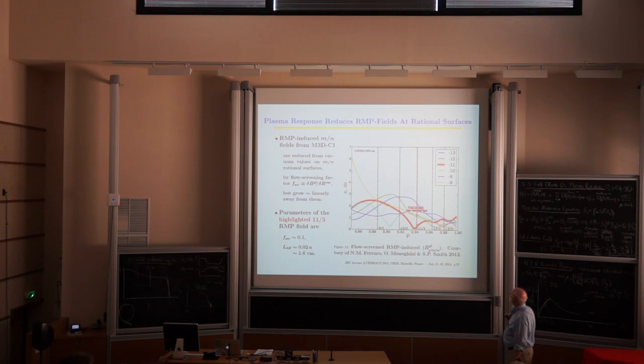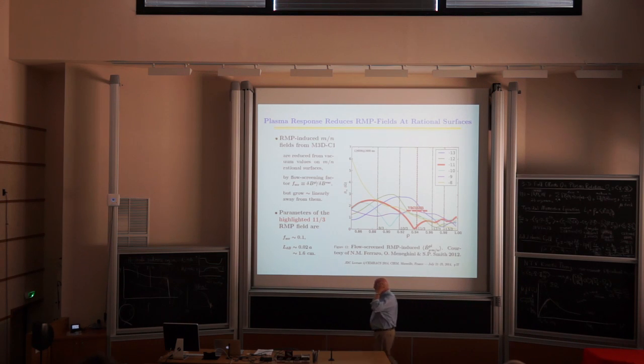The n equals 2 is sort of small at that rational surface. And I've highlighted the 11-3, which is kind of one of the more critical ones, in the right spot. The vacuum level of the magnetic perturbation, if there were no plasma response, is there. But the flow screening kills it by almost an order of magnitude there. But the important thing for a flutter model is not what happens there. It's actually off the rational surface, because the flutter is just the wiggles in between, it turns out.